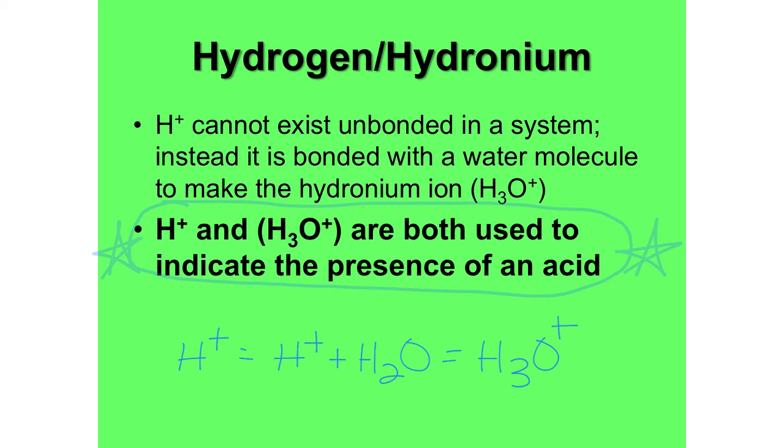And we might have back-to-back questions. In one question, they might talk about the hydrogen ion. And then in another one, they talk about the hydronium ion. And they're both used to indicate the presence of an acid.